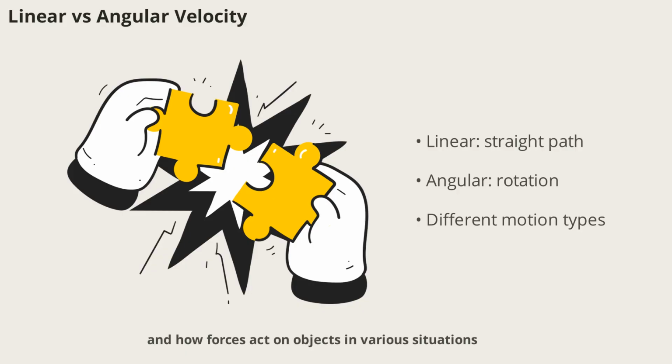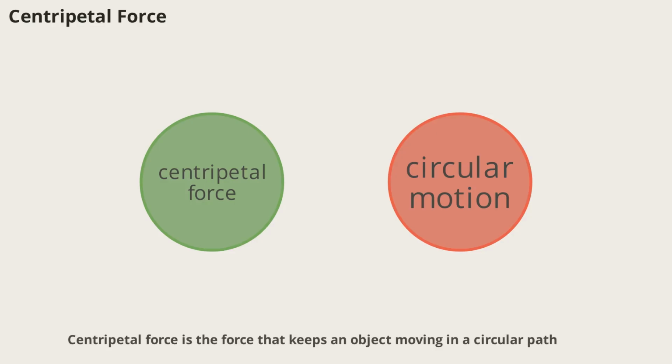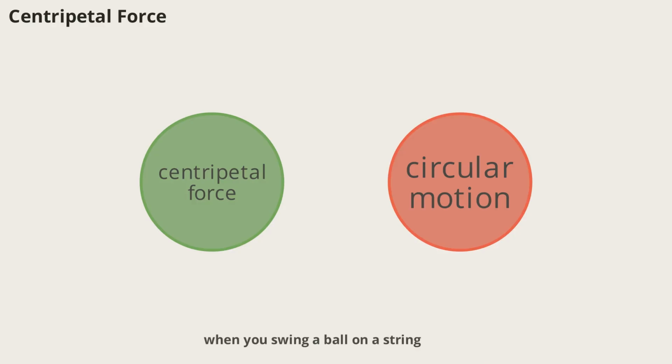Centripetal force is the force that keeps an object moving in a circular path. It always acts towards the center of the circle. For example, when you swing a ball on a string, the tension in the string provides the centripetal force. Without this force, the object would move in a straight line instead of a circle. Centripetal force is essential for understanding the motion of planets, satellites, and even cars turning around a curve.